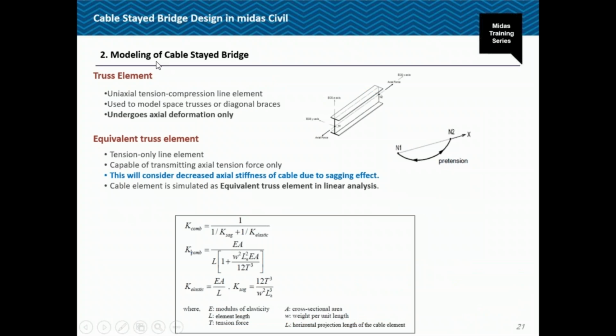So this is your truss element, where you can give the tension and compression elements, and then the equivalent truss element. You get the equivalent stiffness through this formula. The program uses this formula to determine the K sag, which is an additional stiffness. As the length or the pretension of the cable changes in a cable stayed bridge, its tension and stiffness also change. So the program considers this change in stiffness in an equivalent way, through this K sag formula.